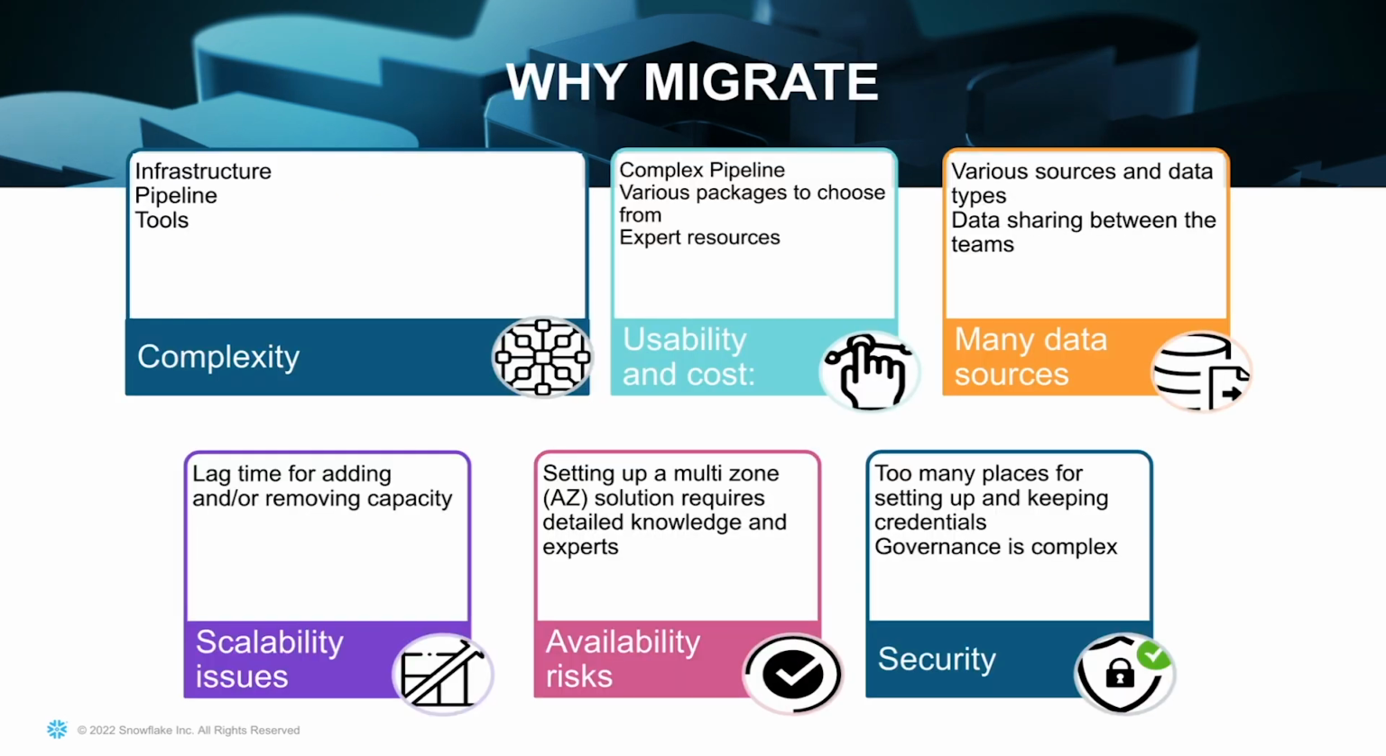Why should we migrate? We have categorized the reasons for migration in the following sections: complexity, usability and cost, various data sources, scalability issues, availability risks, and security. With regards to complexity, infrastructure is complex to maintain, the pipeline is really complex to maintain, and there are various tools out there which are complex to maintain. Adding all this complexity obviously results in usability issues, and expert resources are needed to maintain this complex pipeline, which adds a lot of cost.